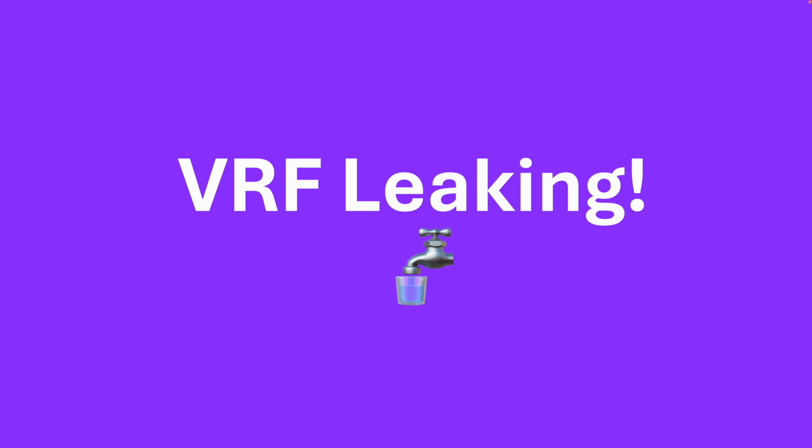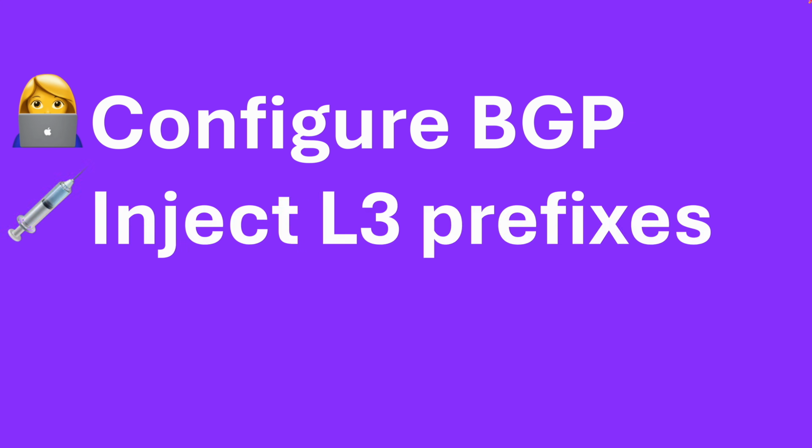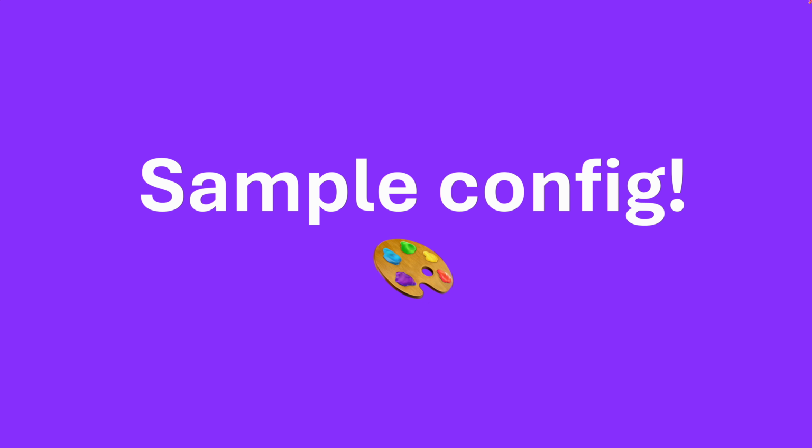And the way that we do this is a process of VRF leaking. There are various ways to do this, but this is the one that I know best, which is on my router 1, I'm going to configure BGP, and I'm going to inject the layer 3 prefixes from the VRFs into BGP, and then use the route targets, importing the route targets between the VRFs to create this VRF leaking. As you can see, there's a number of additional steps there. Let's have a look at some sample config.